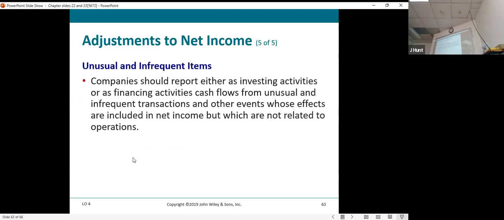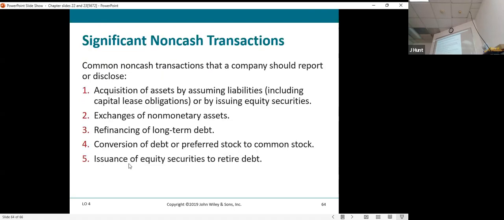Unusual and infrequent items, right? So significant non-cash transactions. Sometimes you have transactions that are significant but non-cash. This might be if I buy an asset and I assume a liability, or I issue equity for it. So I buy land and I just issue stock. I don't use cash. Refinancing long-term debt: I had debt, so instead of paying it off, I refinanced it. That didn't involve any additional cash. So these are all significant non-cash transactions.